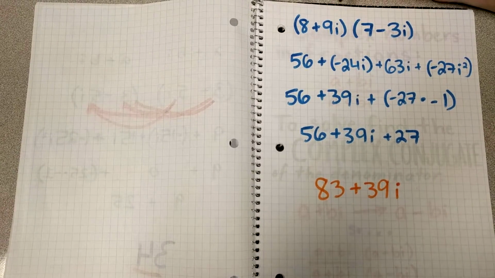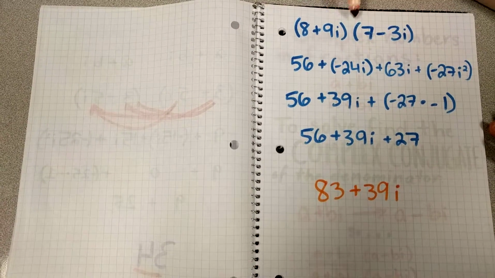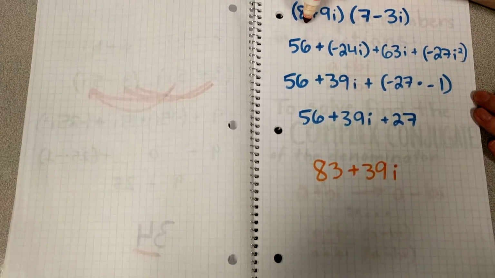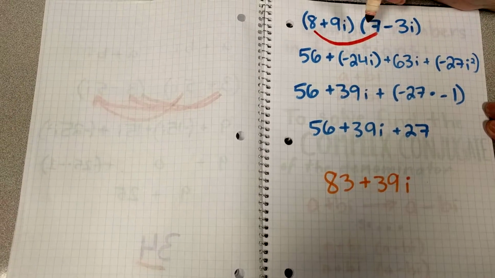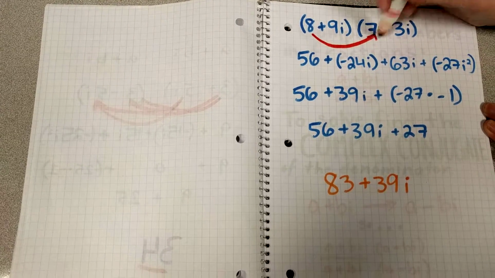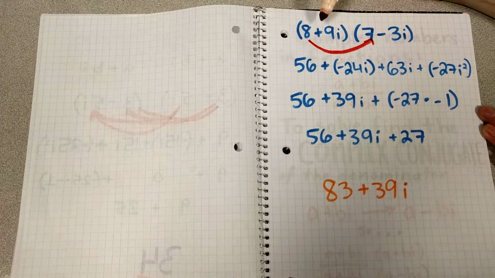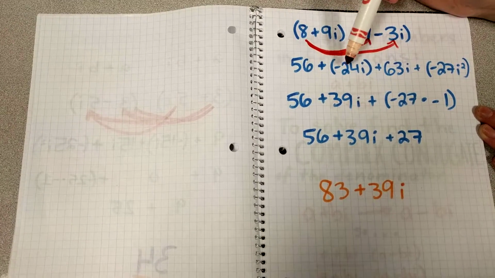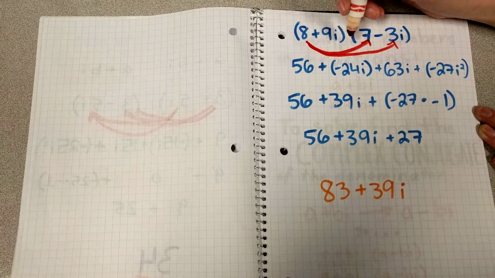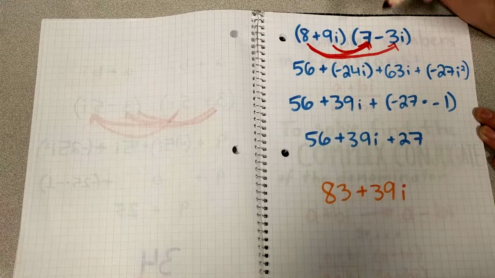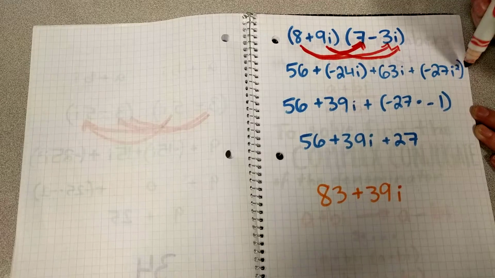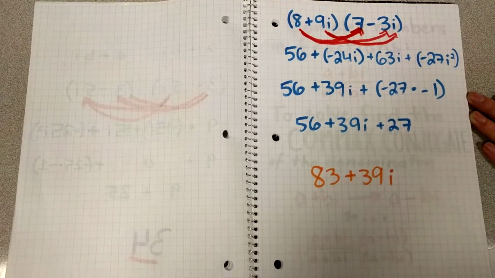Alright, so we're going to do one more problem that's a little more complicated, and you would start off again by foiling these. It's 8 plus 9i times the quantity 7 minus 3i. And so by foiling them, you do 8 times 7, which is equal to 56, and then you would do 8 times -3i, which equals -24i. Then you would do 9i times 7, which is 63i, and you do 9i times -3i, which is -27i squared.